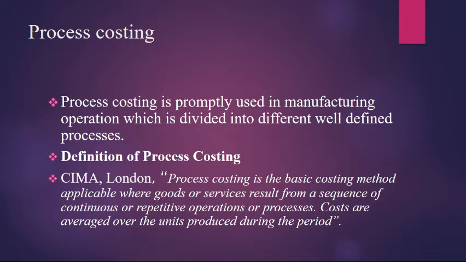Definition of process costing: process costing is the basic costing method which is applicable where goods or services result from a sequence of continuous or repetitive operations or processes. Costs are accumulated over units of produce during the period. Therefore, it is very useful for assessing the standard, because the next process level is always assessed with the previous one as well as the coming forward.